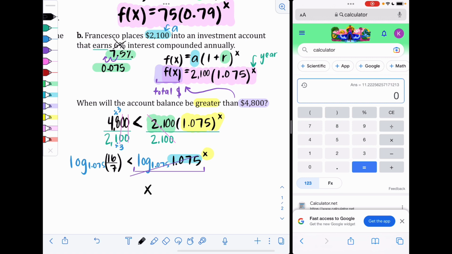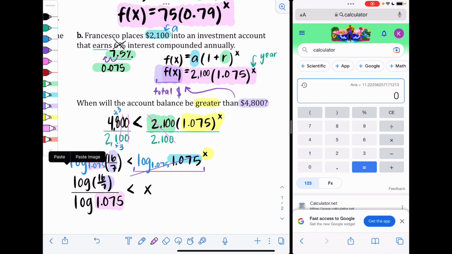So we'll have x, bring down our inequality symbol, and then log base 1.075 of 16/7. Obviously we don't have that base in our calculator, so we would rewrite it using the change of base formula, and then we'll be able to plug it right in. What we're taking the log of goes in the numerator, so it'd be log of 16/7, and then the original base goes in the denominator, so it would be log of 1.075. Remember, you can use natural log or common log, it doesn't really matter, as long as you use the formula correctly.